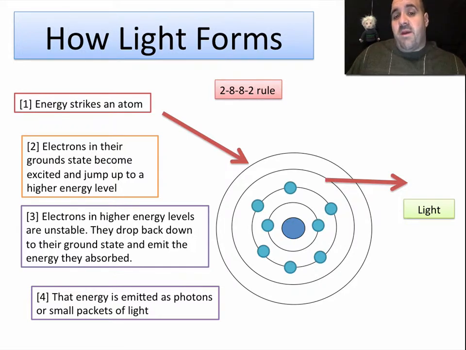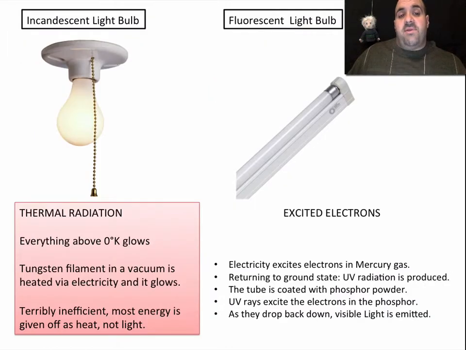But that's how, in atomic theory, we get light. Excited electrons jump up to a higher energy level. As they drop back down, they're re-emitting the energy. Often enough, it's in the form of light that we can see with our eyes. So applying this, we're going to look at two types of light bulbs, incandescent and fluorescent light bulbs.